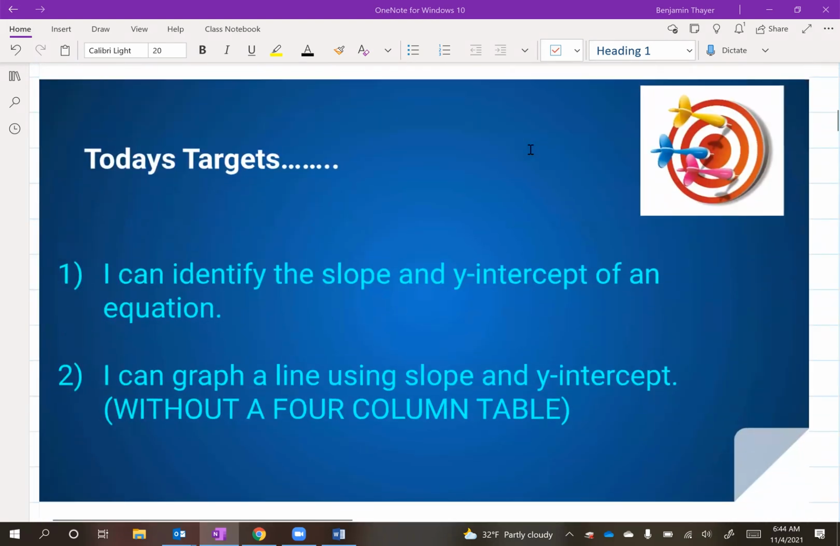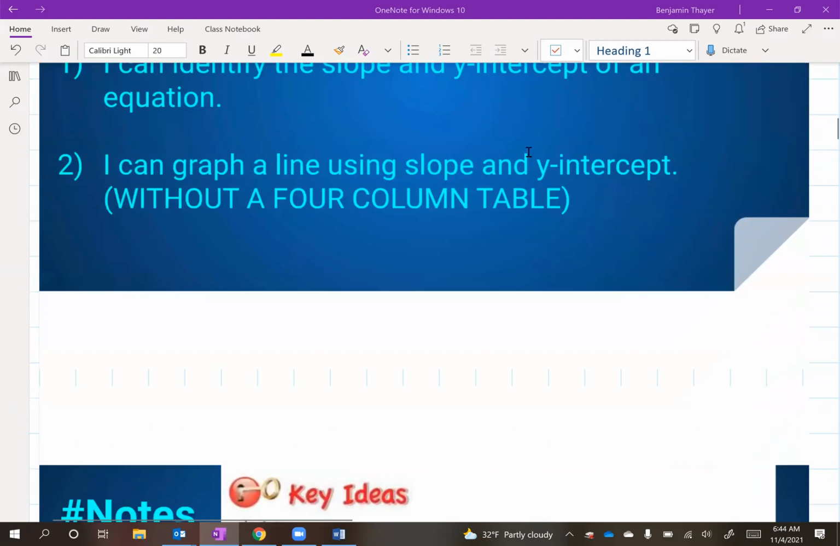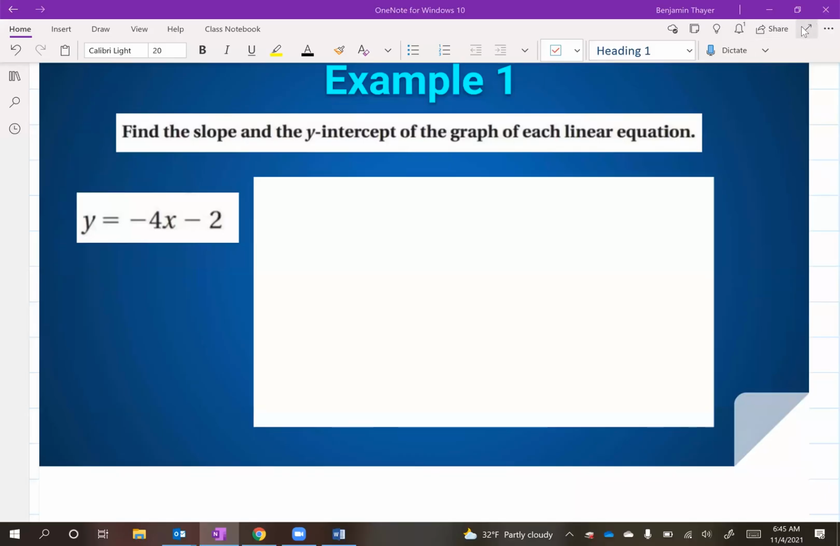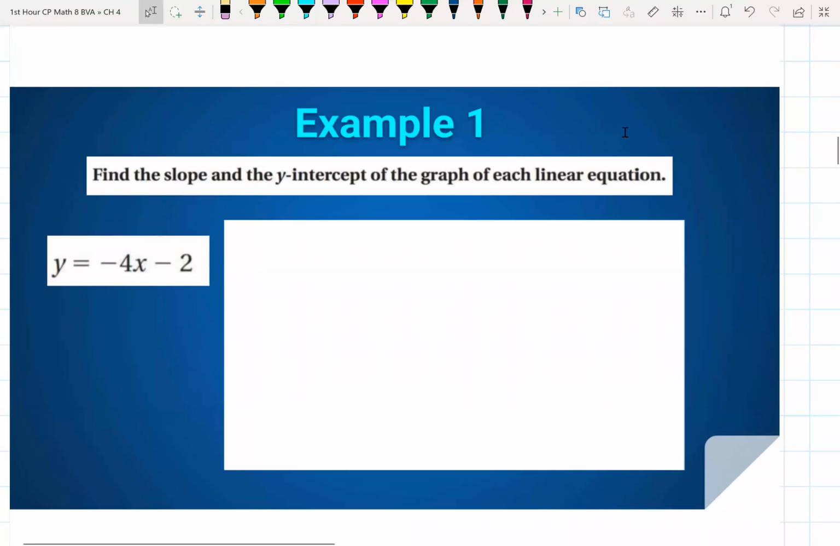Today's targets: identify slope and y-intercept from an equation and graph it without making a table. Pause the video right here to copy down the key ideas. All right, next we are going to do an example together where we're just going to identify the slope and y-intercept of this slope-intercept equation.